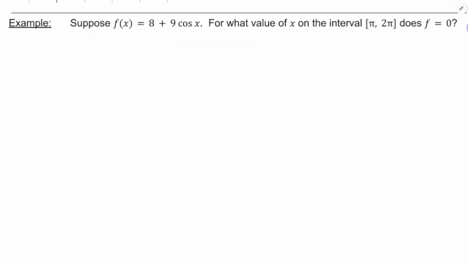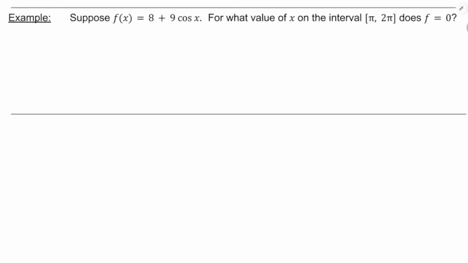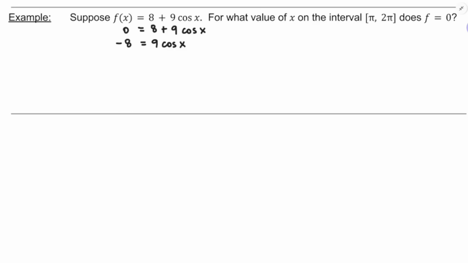Okay, now I got one more example for you, and this one, I will admit, is a little bit tricky. But we've got a lot of examples like these on the homework, so I'm just going to do this one the once. So for what value of x on the interval pi to 2 pi does f of x equal 0? Okay, and f is 8 plus 9 cosine x. So I'm just going to start solving algebraically, set the thing equal to 0, subtract 8, divide by 9. Okay, cosine x equals negative 8 over 9.